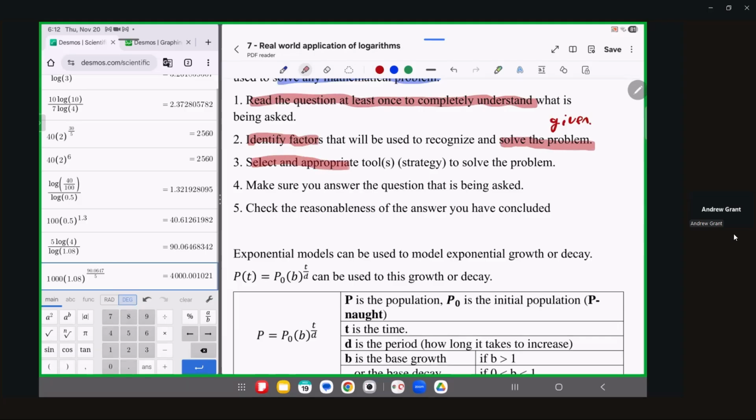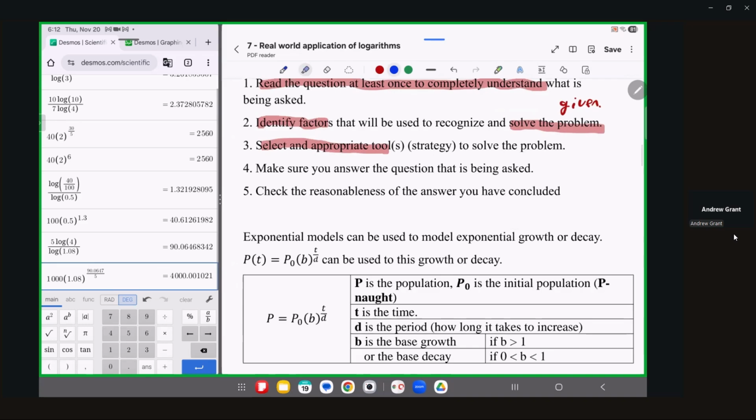Select appropriate tools to solve the problem. Common answer doesn't show up as much in logarithms, but make sure you answer the question that is being asked. Sometimes we solve a question and we think we're done, but we actually need to do an extra step. That doesn't occur as often, but it can. And now afterwards, we have to check the reasonableness of our answer. So does our answer kind of make rough sense? So this is where having some knowledge about powers of bases to given powers can help say that it looks approximately right.